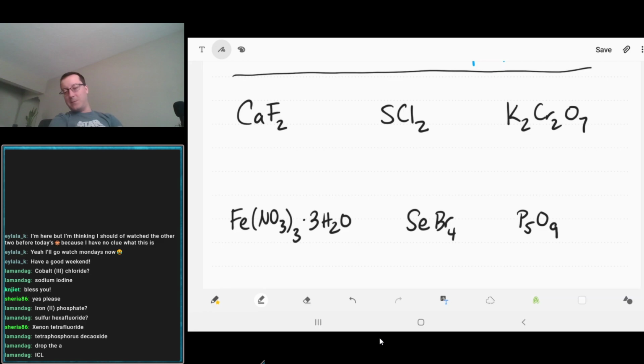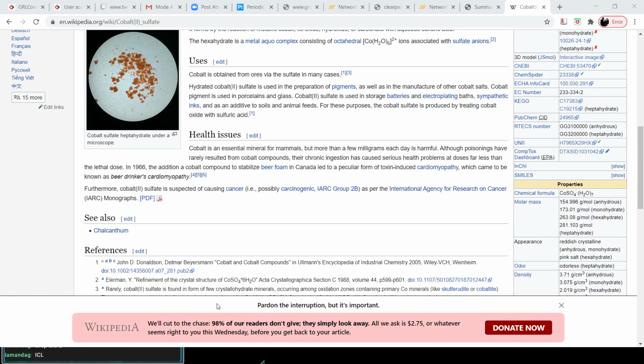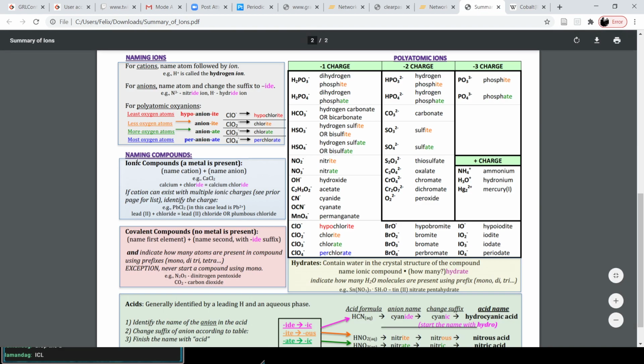So the first step for naming is always to identify: is it an ionic compound or a covalent compound? And from that you have different rules for naming. All these rules are right here. So far we have gone through these rules. We've talked about ionic compounds. Remember, that's when a metal is present. It's made of charges. And then you have covalent compounds, which are nonmetals only.